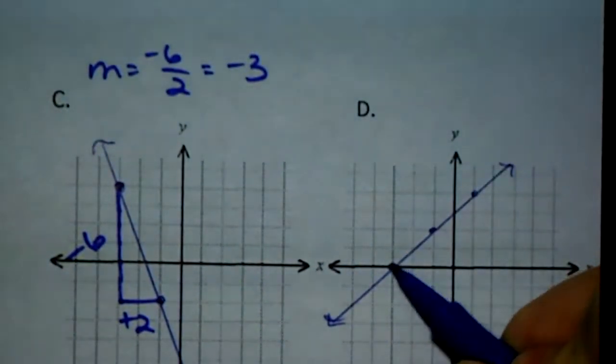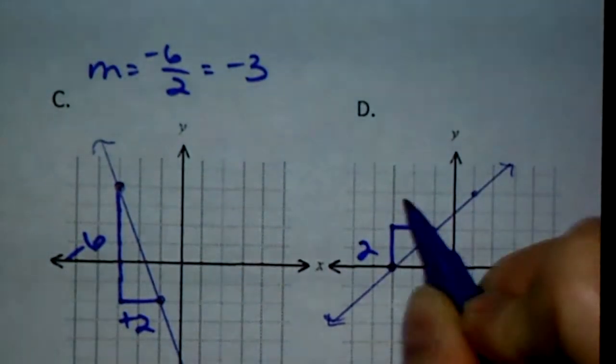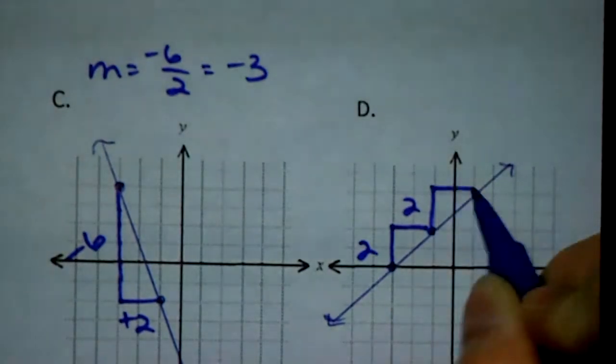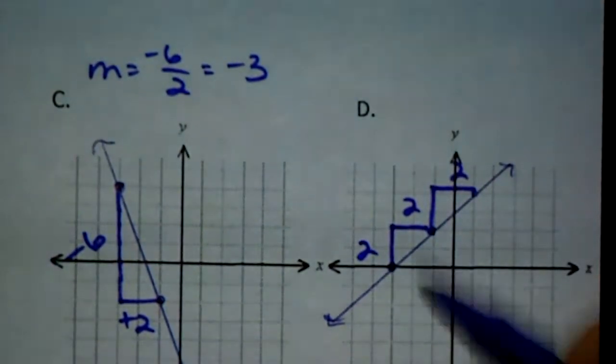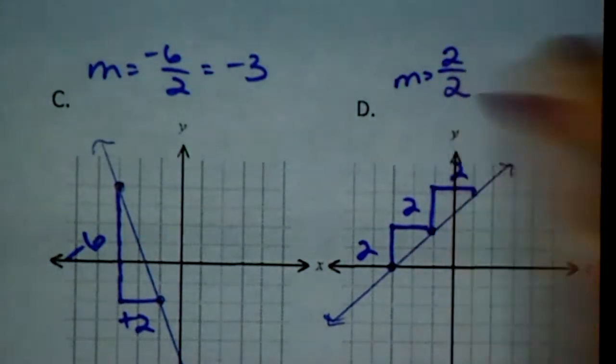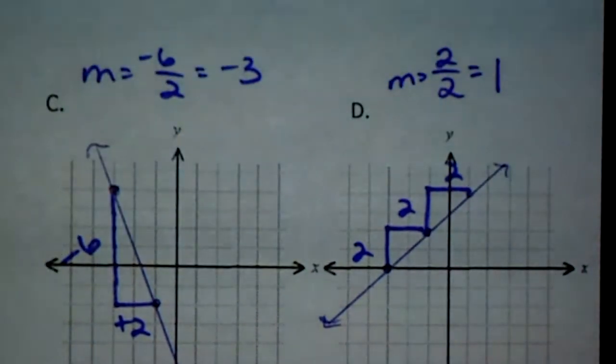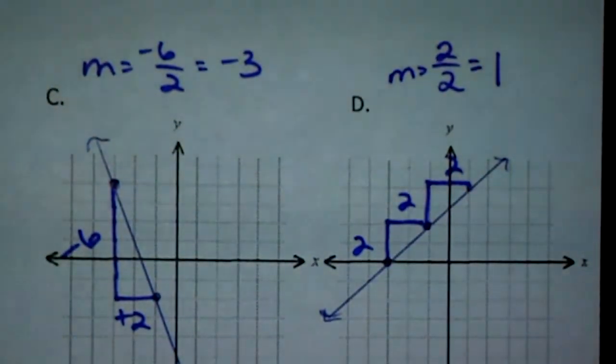This time I'm going to go from here to here. Why not? And you have to go up 2, right 2. Up 2, right 2. No matter what you do, you're going up 2, right 2. So the slope would be up 2, right 2, which, yeah, that simplifies to a whole number as well. It simplifies to 1. And I could write that as 1 over 1 if I absolutely wanted to.